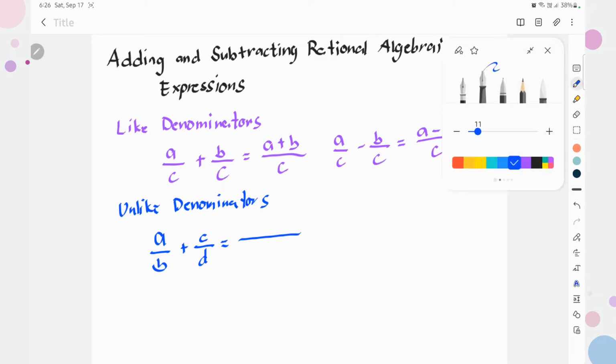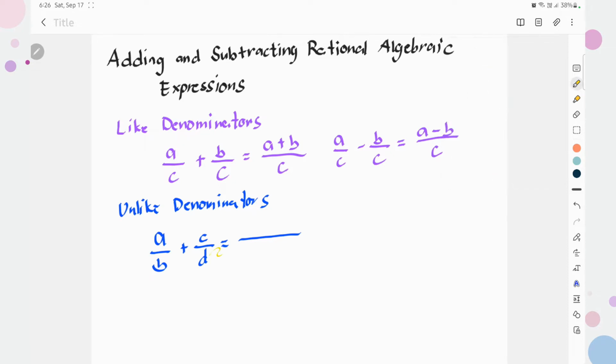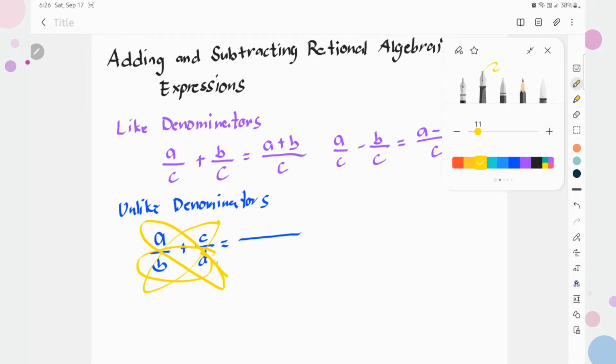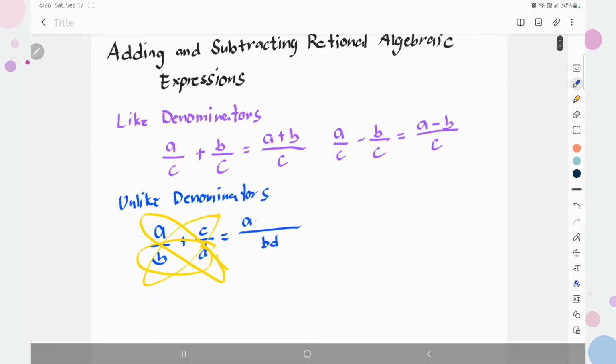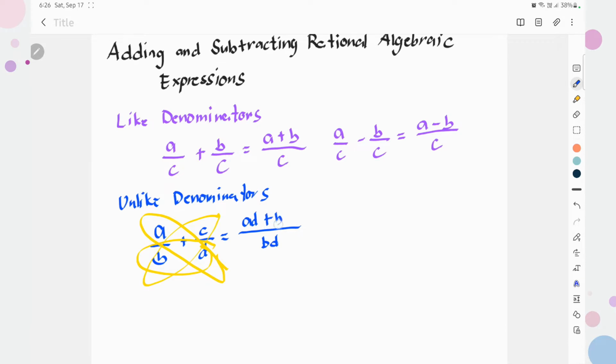Why butterfly method? Let me just put a color with that. That's the first thing that you multiply. Second is A and D, and then this one. As you can see, it's just like a butterfly. So you have B times D as the denominator, and then you have AD plus BC.